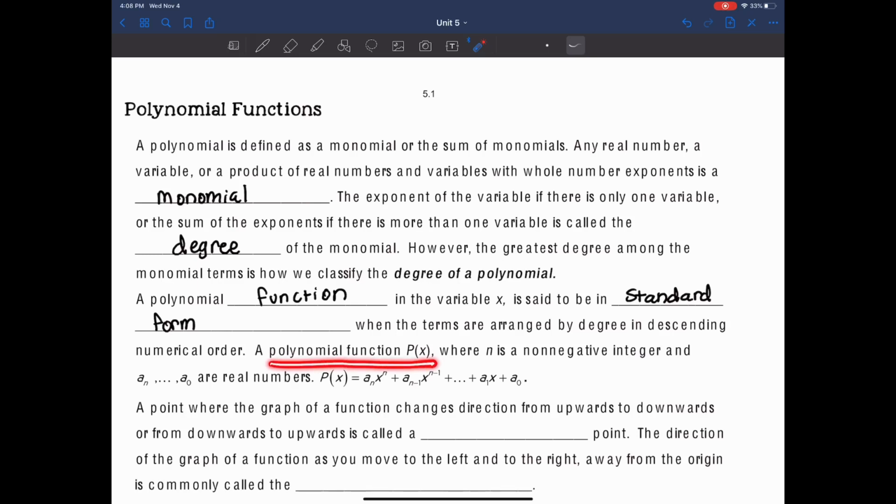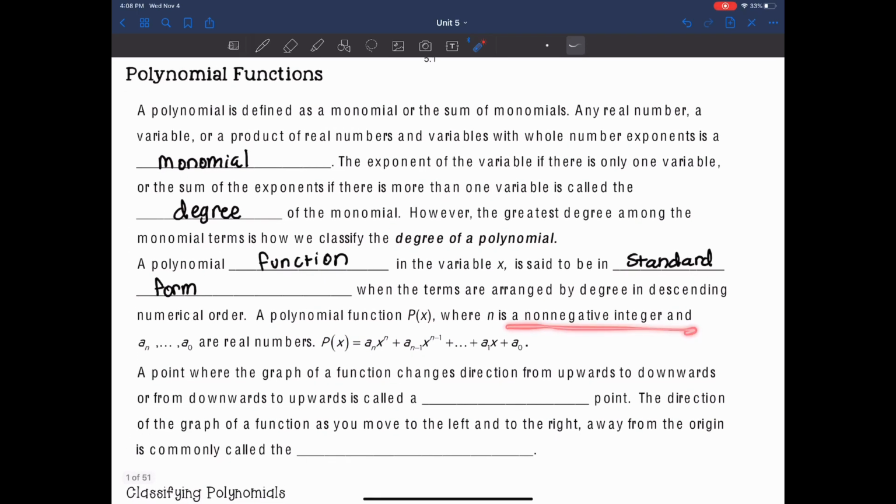So a polynomial, p of x, where n is a non-negative integer and all of these a sub n up to a sub 0 are real numbers, this is generally what the format is going to look like for those functions. Now, a point where the graph of a function changes direction from upwards to downwards or from downwards to upwards is called a turning point. And the direction of the graph of a function as you move from left to right away from the origin is commonly called the end behavior.